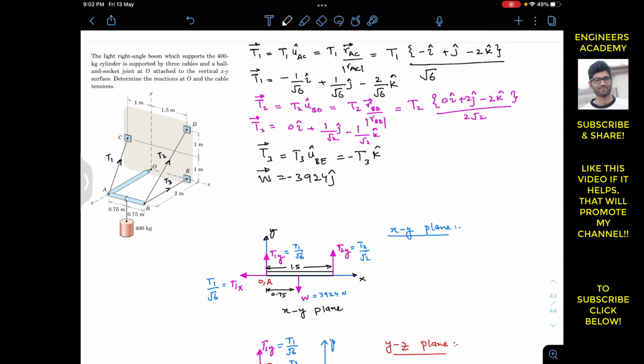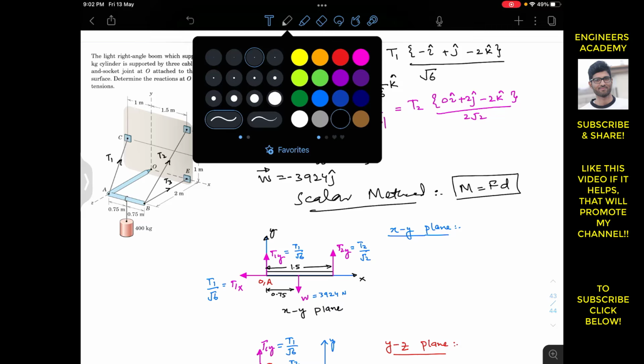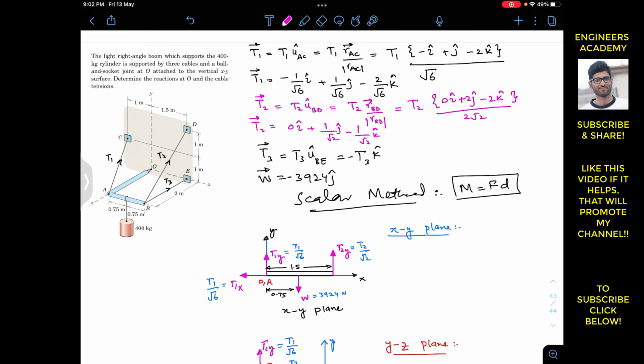Now since we are solving this problem by the scalar method, we will use moment equals force times distance. We have to find the reactions at point O. So at point O we have to show the reaction forces. This will be our OX, let's say. Here we will have the OY reaction, and here at O we will have the OZ reaction. So we have to find OX, OY, OZ, T1, T2 and T3.